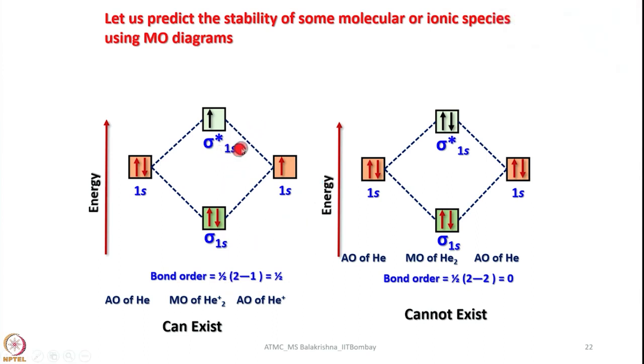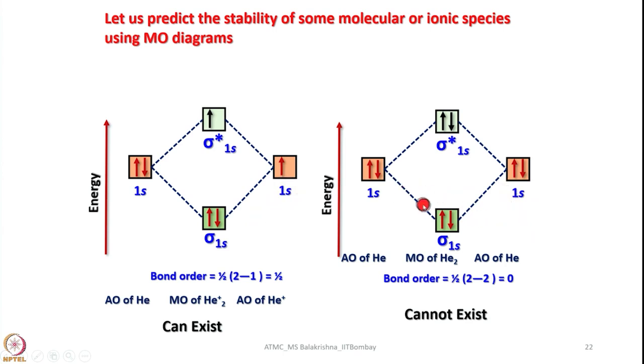Let us try to write the MO diagram for the helium diatomic molecule, He2. Now it is completely filled; the 1s orbital is there. So 2 electrons are here and 2 electrons are here in this one for He2.